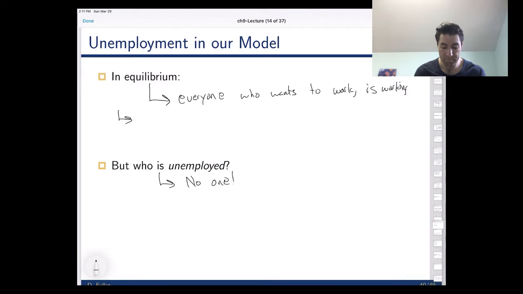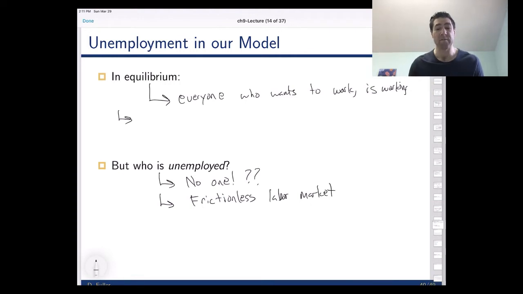So who is unemployed? No one. You say, well, wait a minute, what about frictional unemployment? So this first model that we've drawn here is what we call a frictionless labor market, meaning that I can basically instantly find a job. So I want a job, I can instantly find one at that wage. And we know that that doesn't really in particular make any sense.